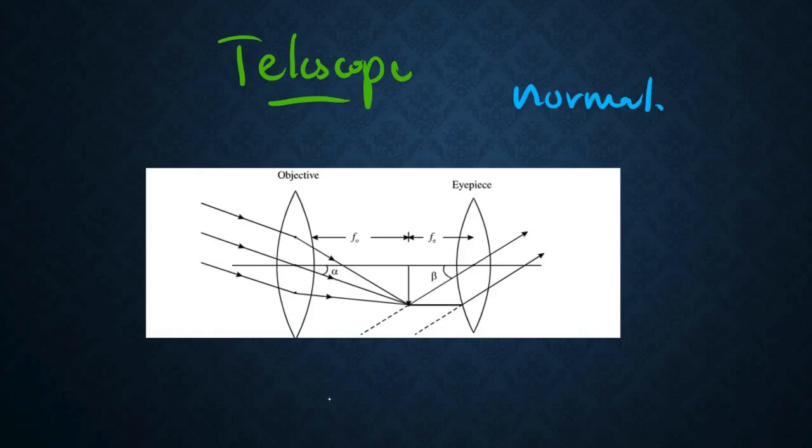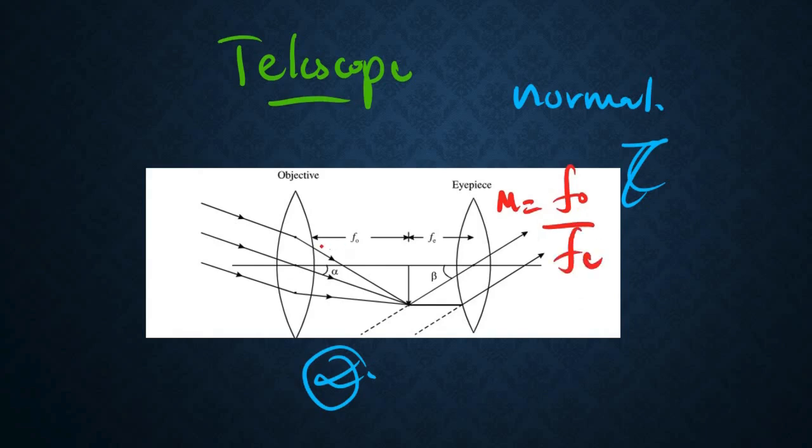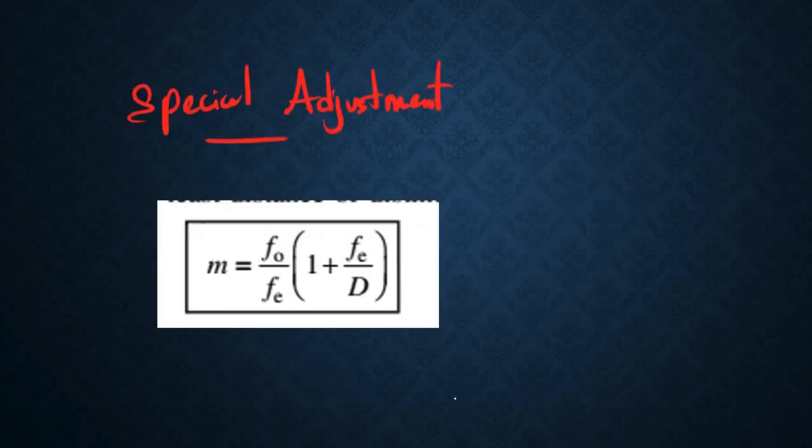Moving into astronomical telescope, normal adjustment, the final image is formed at infinity. It's a simple equation: M equals F0 over Fe. F0 is the focal length of the objective, and Fe is the eyepiece focal length. In special adjustment, the telescope has M equals F0 over Fe times 1 plus Fe over D. Here the final image is formed at the near point, so D is 25 centimeters.